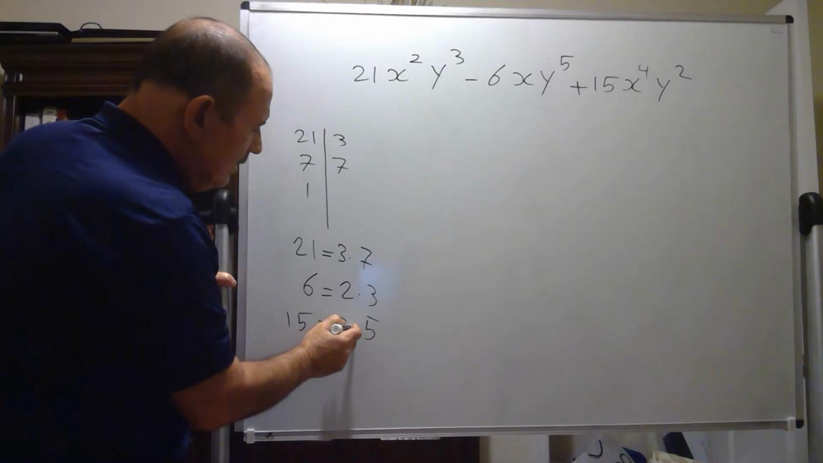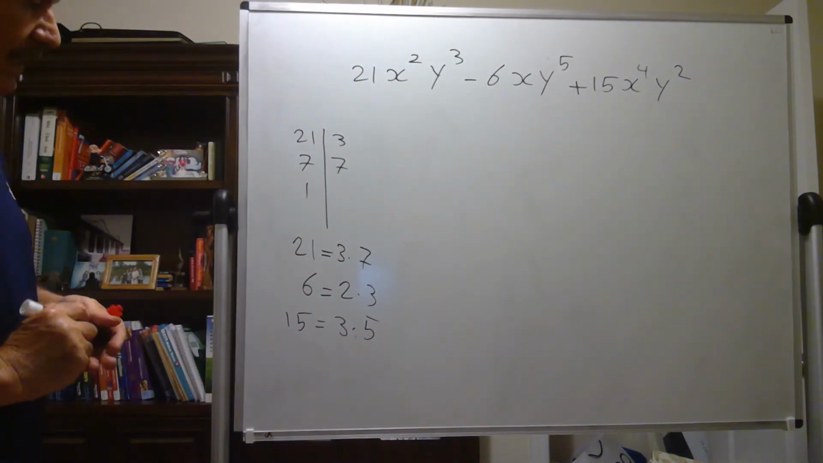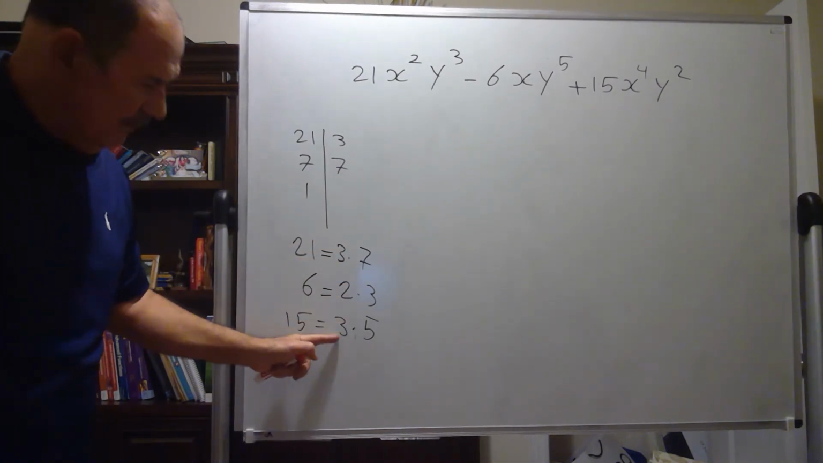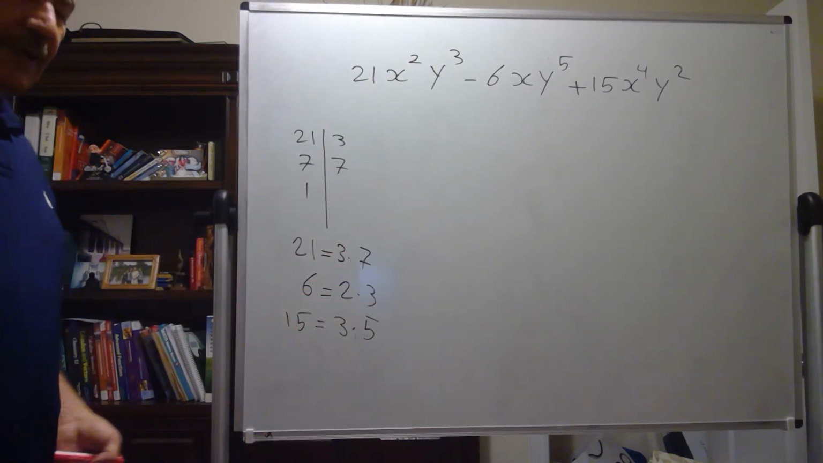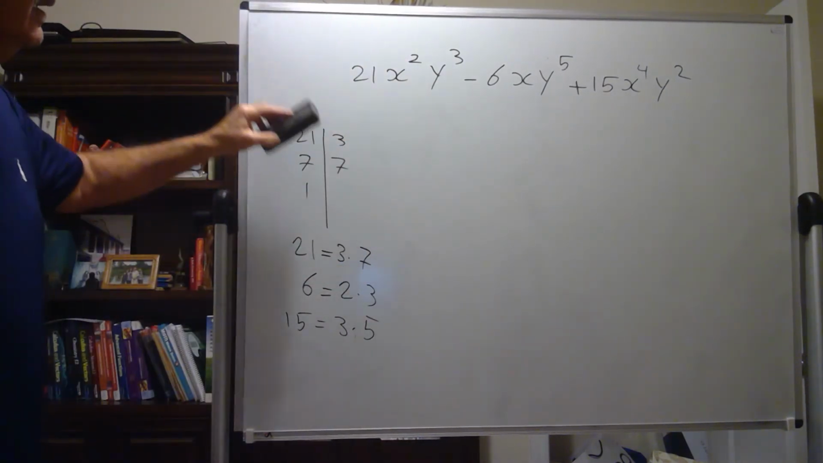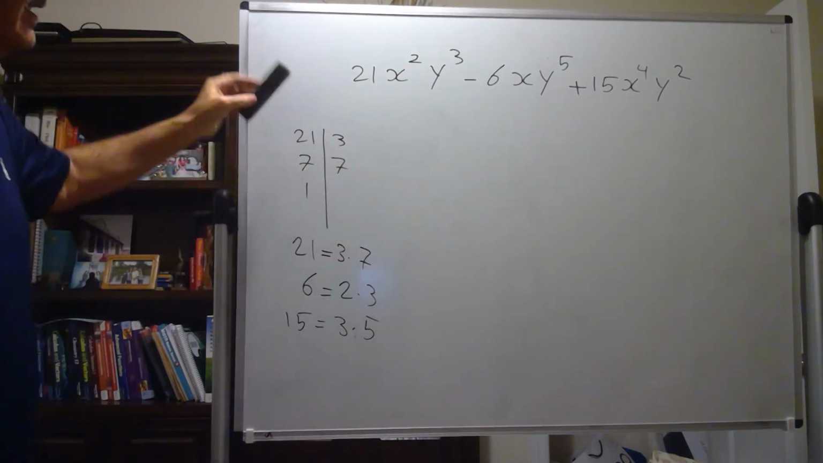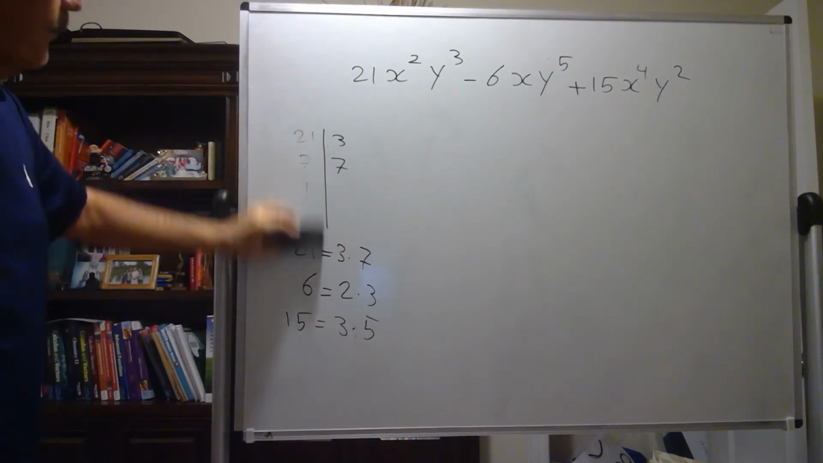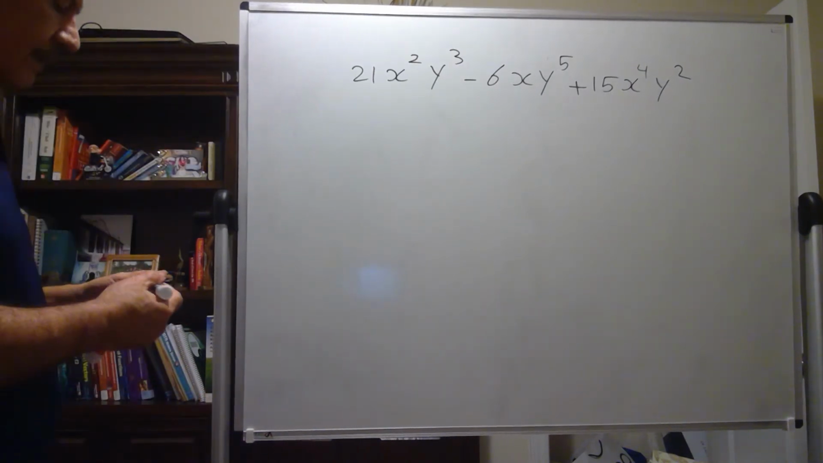Now, the GCF between these 3 numbers is only the common factors. Can you see 3 is common? We have 3 here, 3 here, and 3 here. 3 is the only common factor and the lowest exponent is 1. So the GCF between 21, 6 and 15 is 3. After finding the GCF between the numbers, write the GCF here, which is 3.